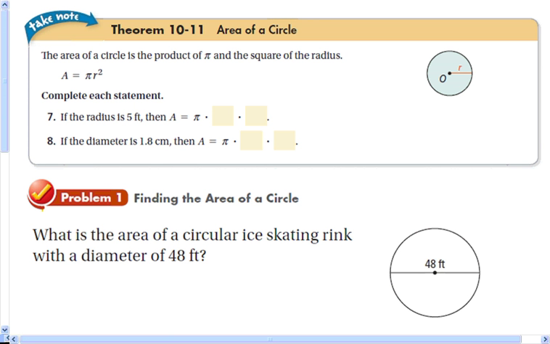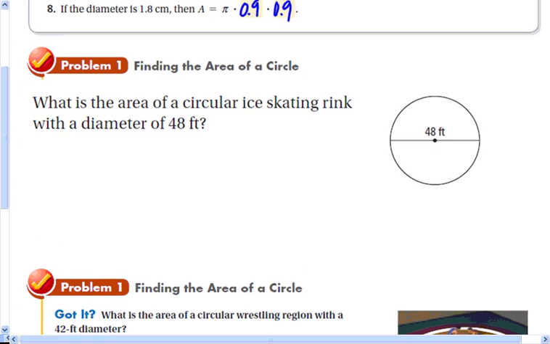All right, so here's our area of a circle theorem we're going to use. The area of a circle is the product of pi and the square of the radius. So if the radius is 5, then the area is pi times 5 times 5. If the diameter is 1.8, then the area is pi times 0.9 times 0.9.